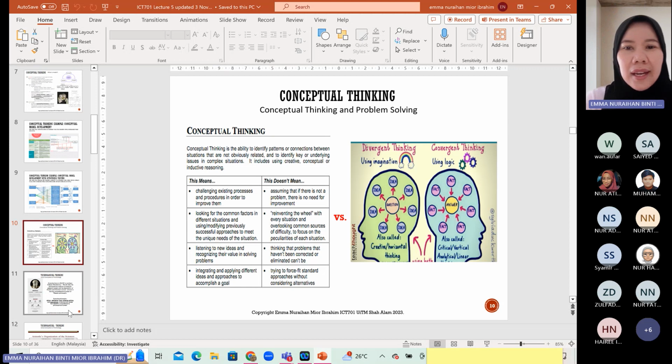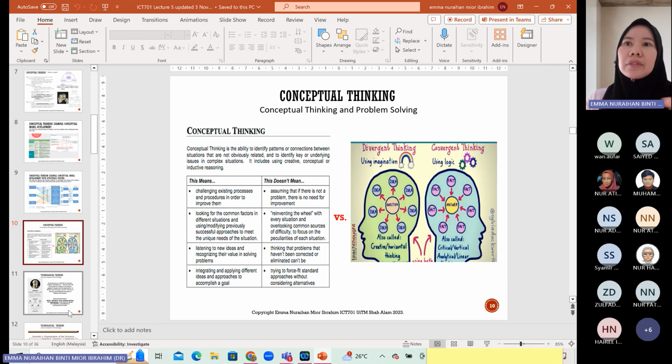Okay, so apa beza dia conceptual thinking, divergent thinking, convergent thinking that we have discussed last week? So conceptual thinking doesn't mean that it challenges assuming that if there is not a problem, there is no need for improvement. Tidak. It means challenging existing processes and procedures in order to improve them. So that's what you see in the PhD yang tadi tu ya. Dia bukan kata tak betul ataupun tak ada langsung ya.